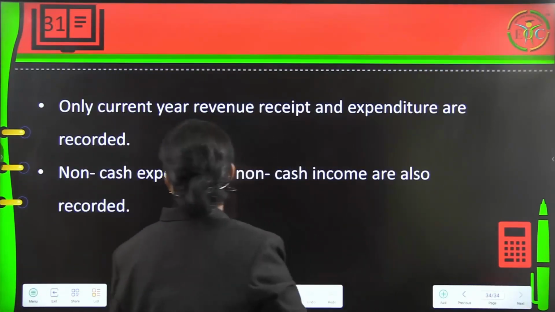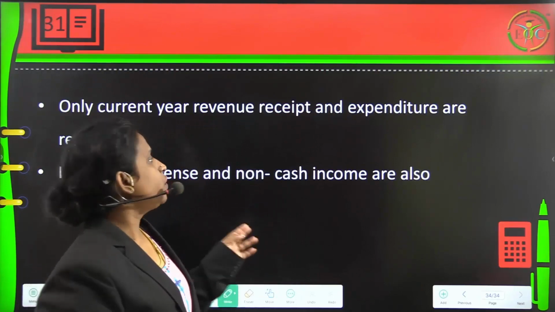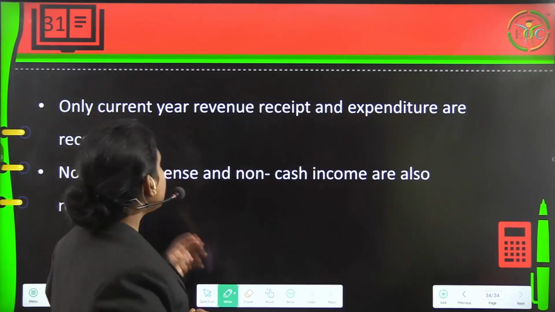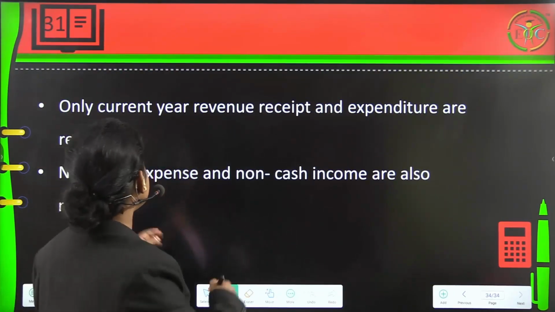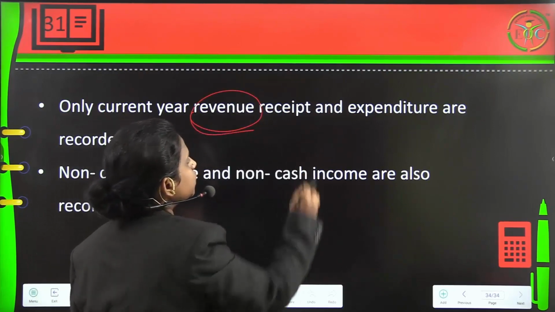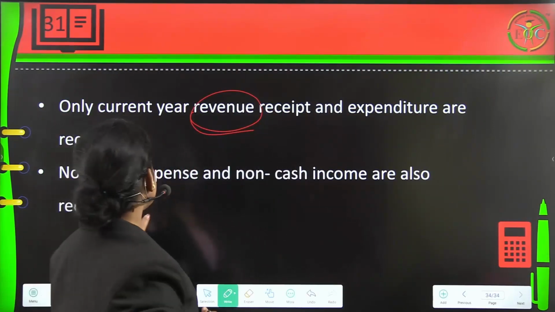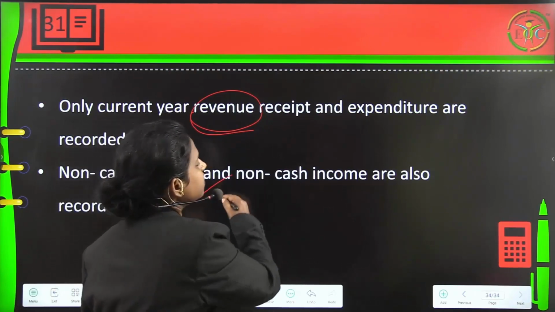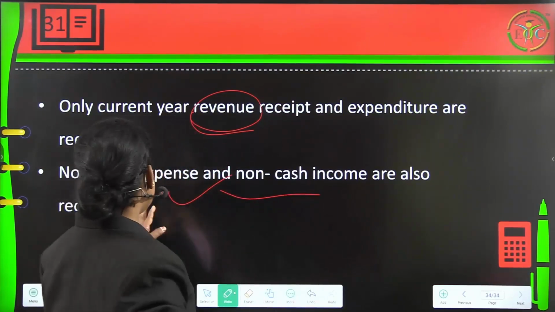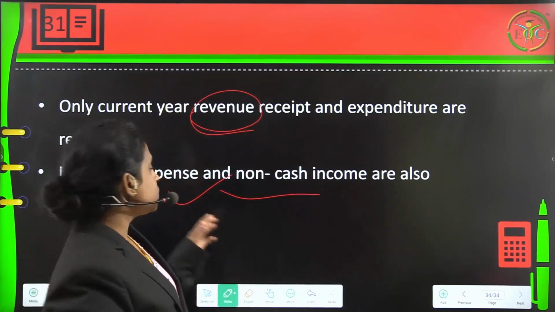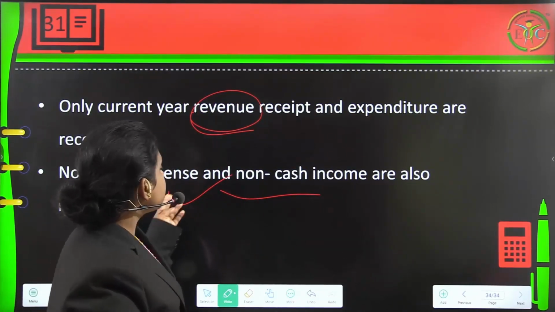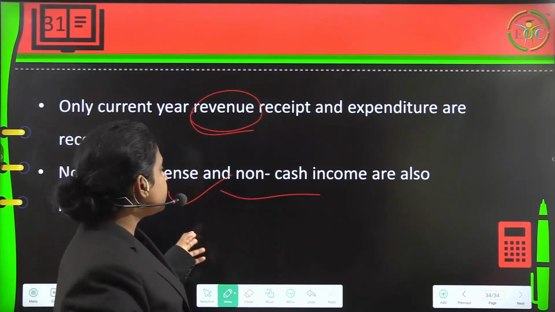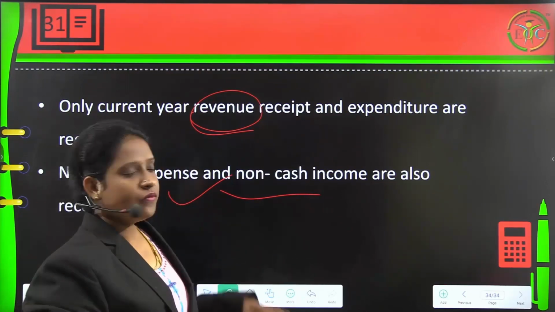Then only current year revenue receipts and expenditure are recorded. Non-cash expenses and non-cash income are also recorded in this.